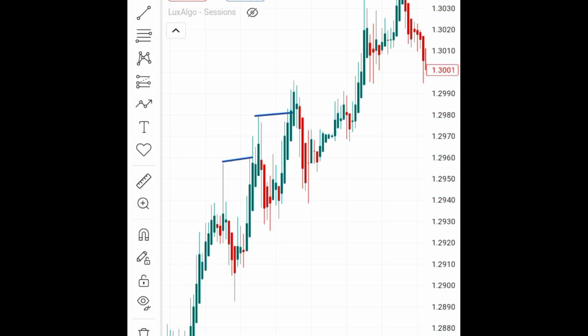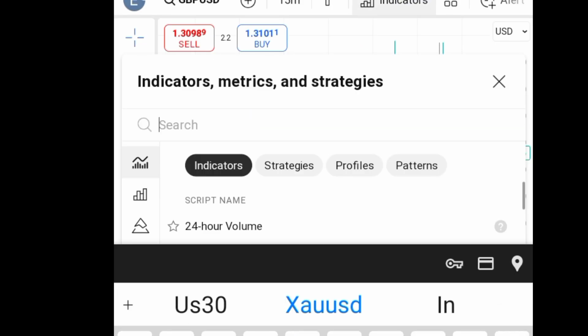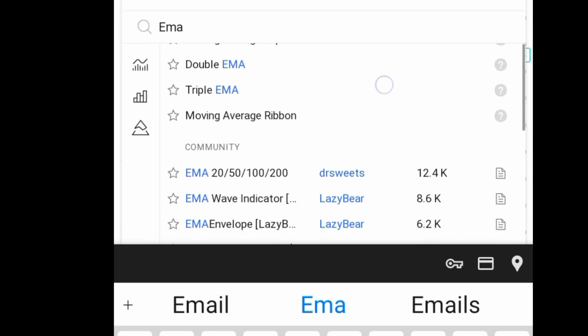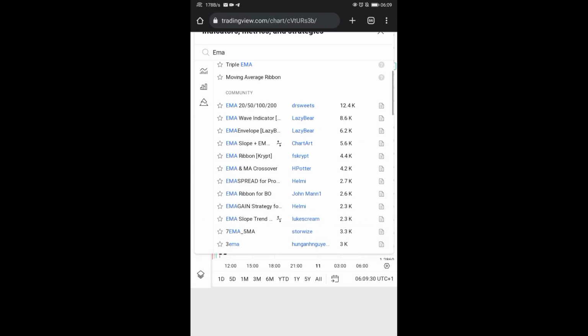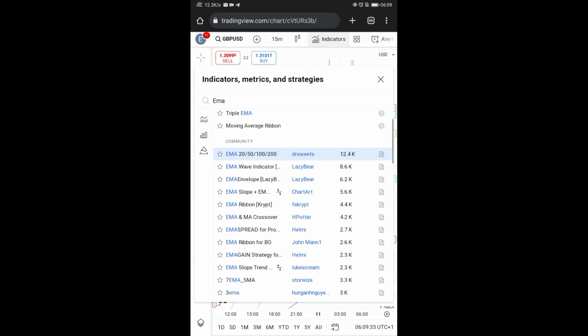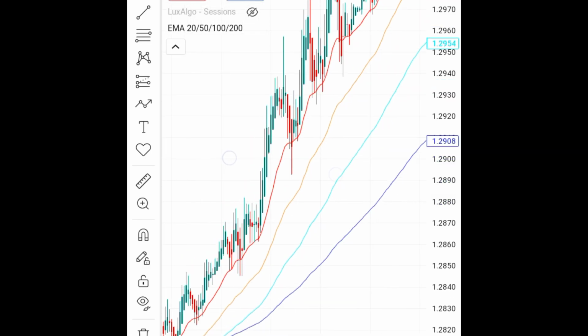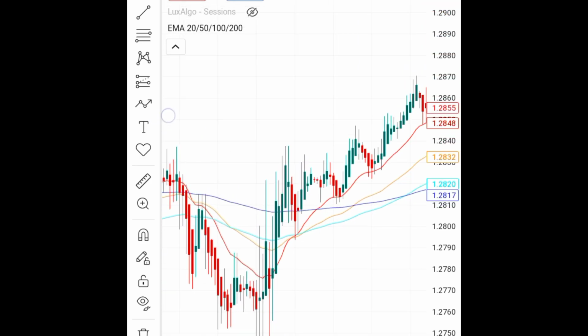So another way you can read your trend is to enable an indicator. You go to your indicator, you type in EMA. Once you type in EMA, this EMA 20, 50, 100, 200 by the suite will pop up. If you have been watching my video, you will know this indicator that I do use. You don't use indicator blindly.